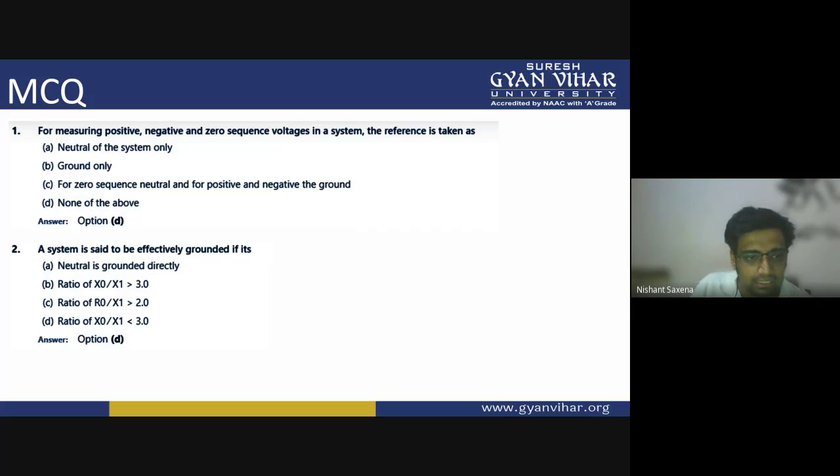Now the next: the system is said to be effectively grounded if its neutral is grounded, the ratio of the zero to positive sequence component is greater than 3, the ratio of R0 by X1 is greater than 2, or the ratio of X0 by X1 is less than 3. The correct option is option D, that is, the ratio of X0 by X1 should be less than 3.